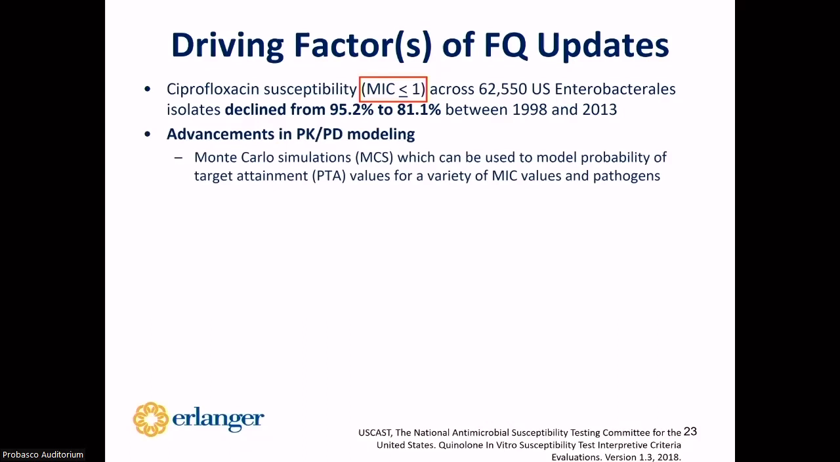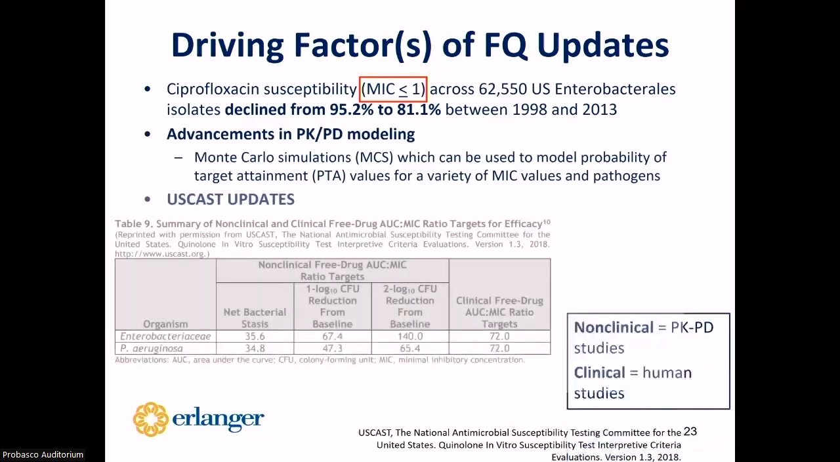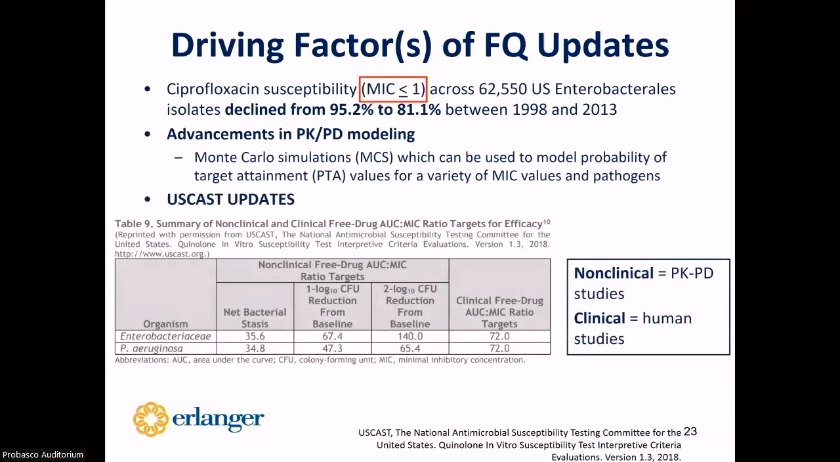We've got Monte Carlo simulations, which can be used to model probability of target attainment values for a variety of MIC values and pathogens. And also USCAST provided a 250-page document, sort of breaking down all the PK/PD studies, correlating them to clinical studies, and sort of rationalizing what we can do to update these breakpoints.